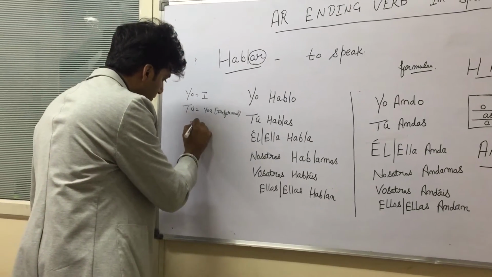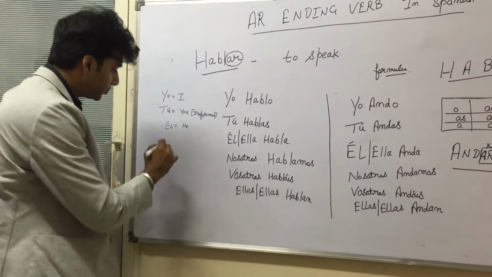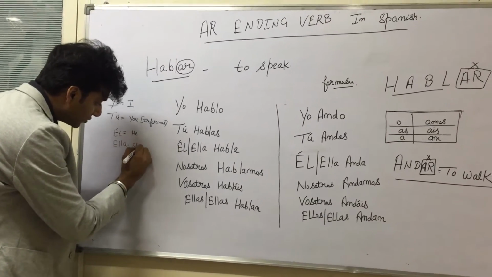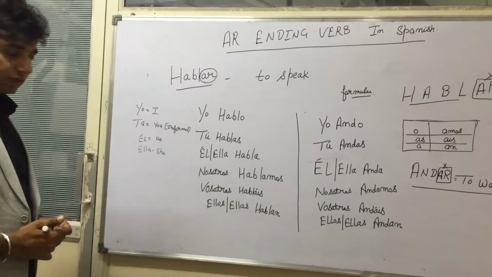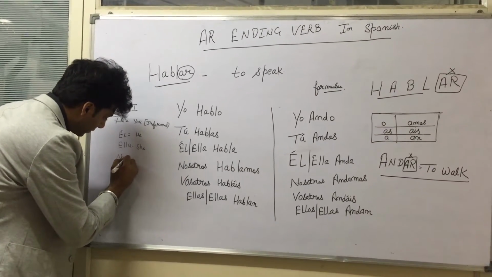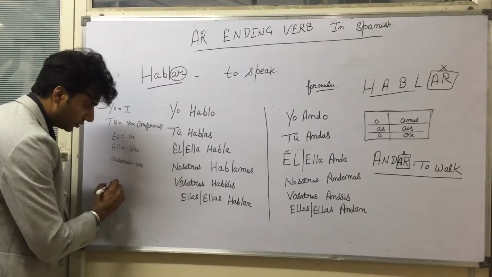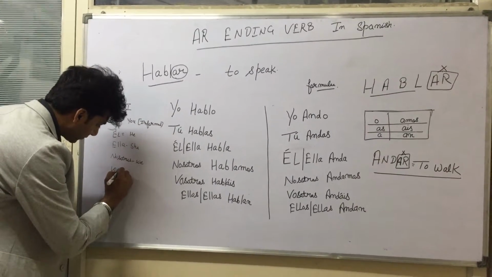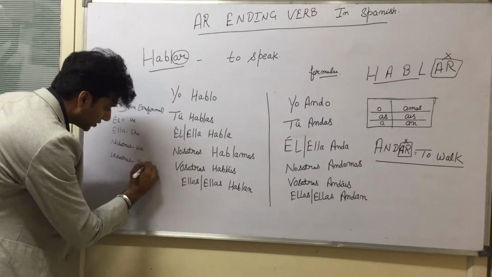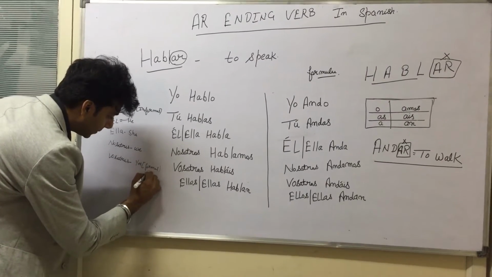Él is he in Spanish. Ella, E-L-L-A, is she in Spanish. Nosotros is we in Spanish. Vosotros, again, is you in Spanish. It can be formal or it can be plural.